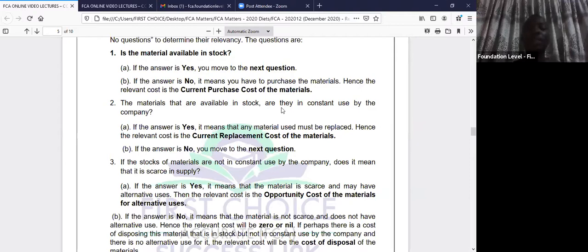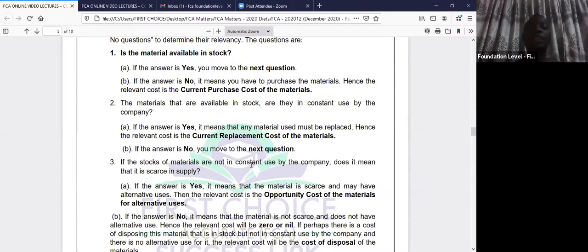Now, the replacement cost and the purchase cost could be the same thing, but technically we call the first one when there is no material in the store. When there is no material in store, you don't say you are replacing, you are going to purchase, because there is nothing in the store. But when there is something in the store and you are taking it, we use the word replace. So that's why you see it there, replacement cost.